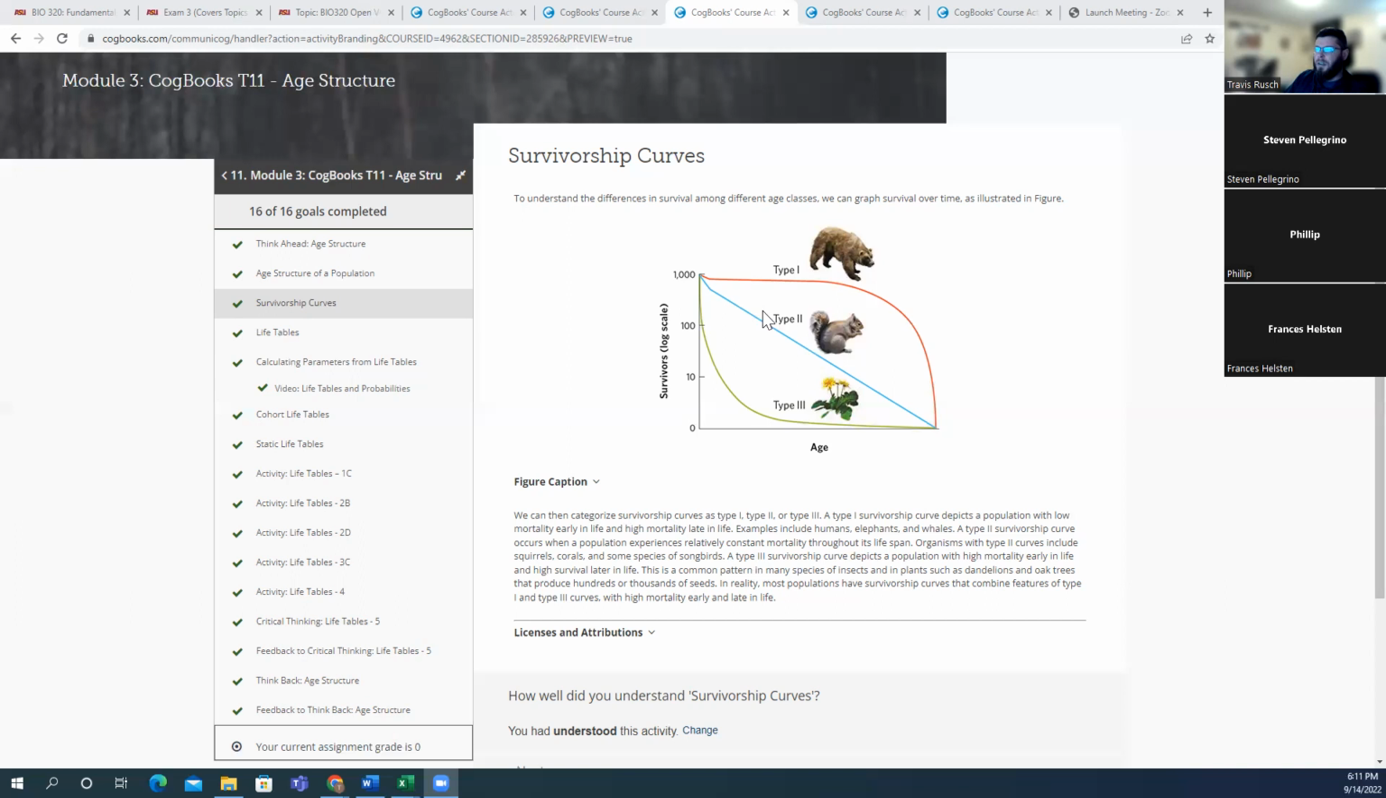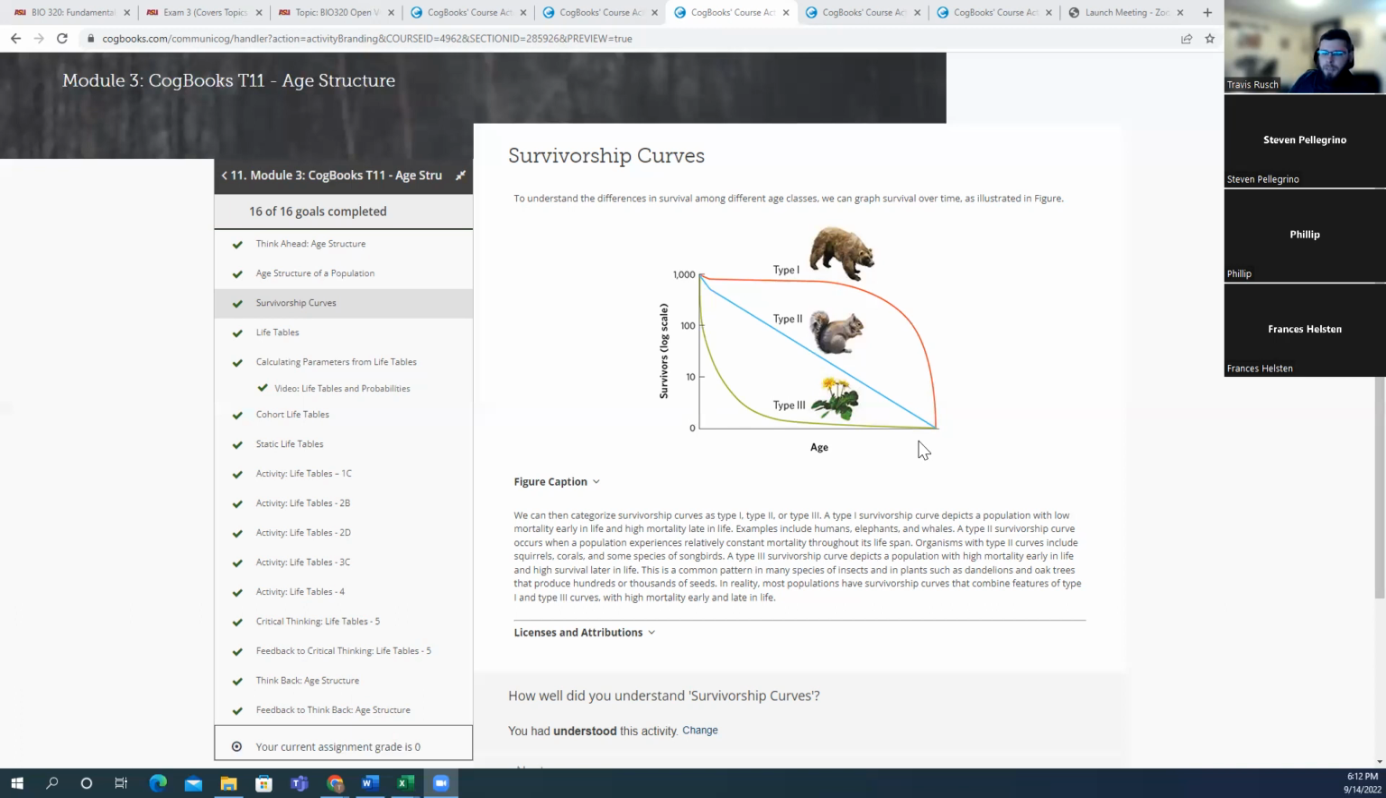And type 2 is a little bit different. The example here is a squirrel. They tend to have a few more offspring. They're smaller, so we relate it to predators. They're more likely to get hit by a predator. They have some parental care, but it's not as long as in a type 1 organism. And a type 3 is the complete opposite of a type 1. We think of insects or plants, where they have hundreds or thousands of offspring because several of them are going to die or not make it very far. So they have a lot in hopes that some make it, and the ones that do tend to make it pretty far in age.